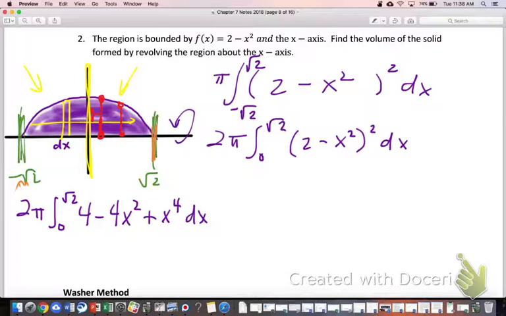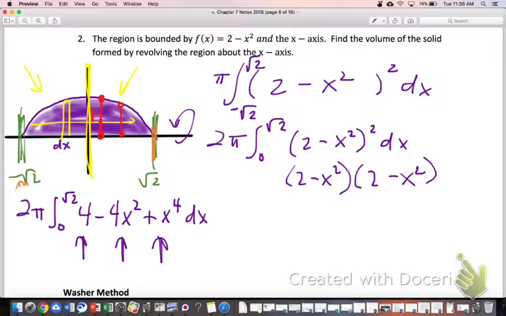Oh, did you? Free algebra. So 2 minus x squared is really 2 minus x squared times 2 minus x squared. You've got to do FOIL. So 2 times 2 is 4. Your middles both give you negative 2x squared. That's where you get this. You multiply your last and you get that. And then you integrate. And then, yeah, I haven't done that part yet.